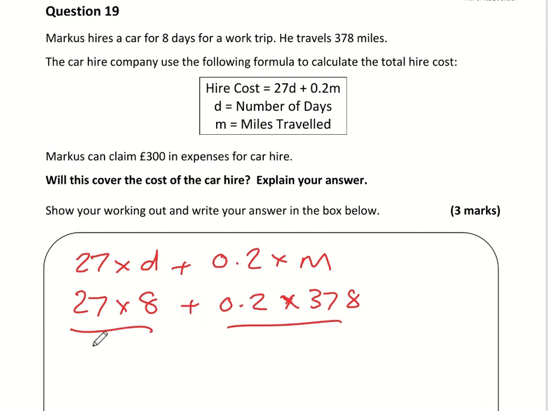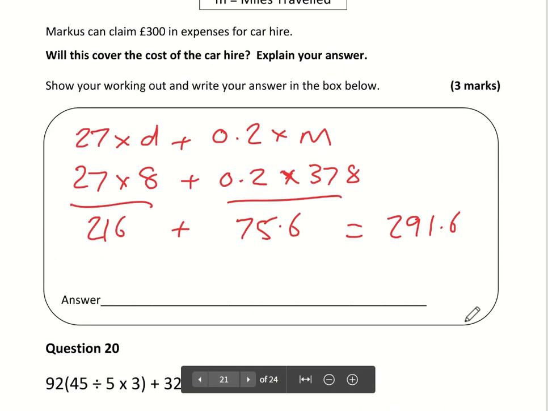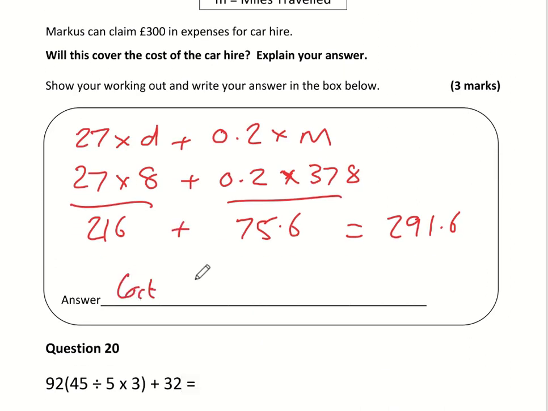So 27 times 8 is 216. As I say, your calculator will automatically do BIDMAS. 0.2 times by 378 is 75.6, and 216 plus 75.6 is 291.6. So in other words, the cost is £291.60, which is less than 300. So will this cover the cost of the car hire? So yes.